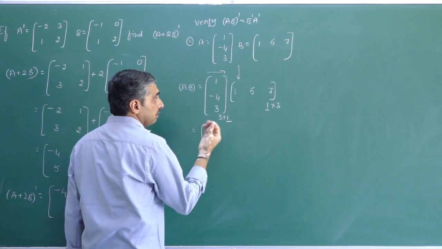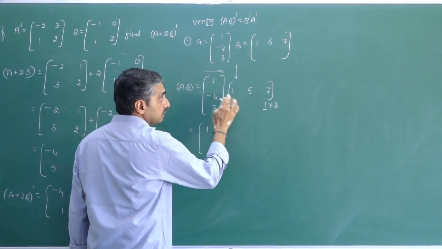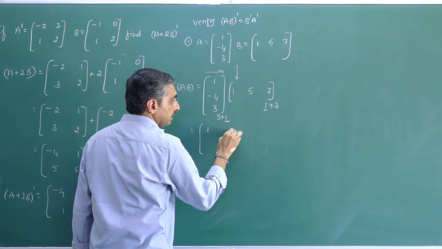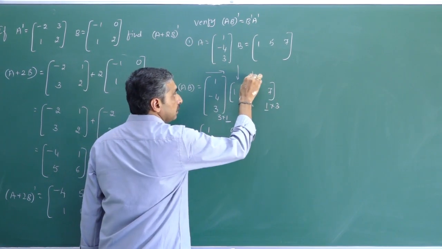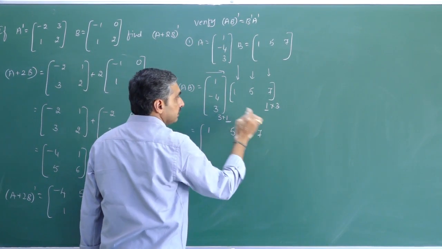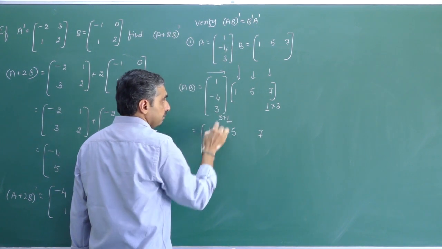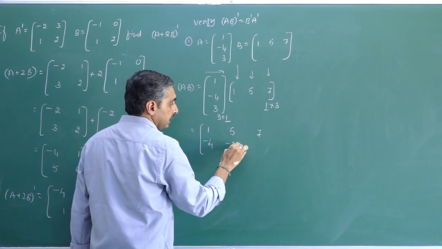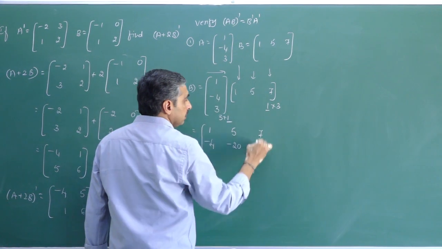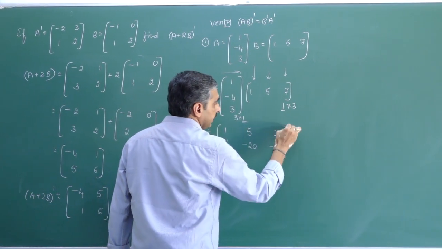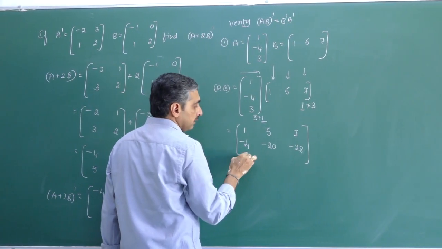Yes, 1 into 1, 1, there is no second element, that's all. First row to second, 1 into 5, 5, first row to third, it is 1 into 7, 7. Minus 4 into 1, minus 4. Minus 4 into 5, minus 20. Minus 4 into 7, minus 28. Right? 3 into 1, 3.